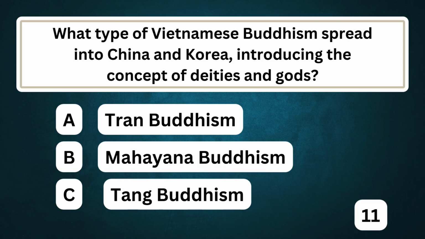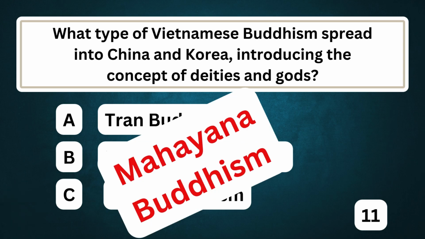What type of Buddhism spread into China and Korea, introducing the concept of deities and gods? Mahayana Buddhism spread into China and Korea, emphasizing deities and gods.